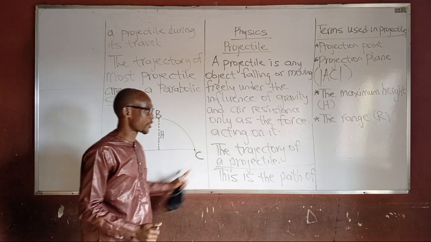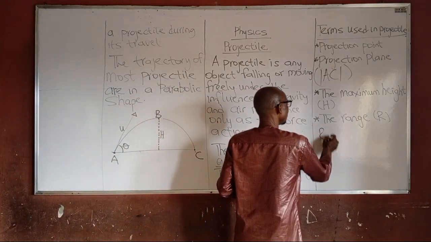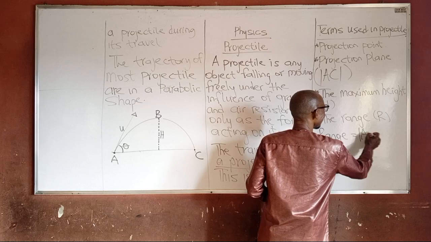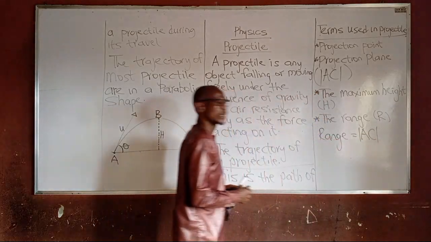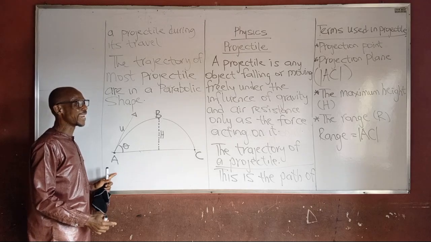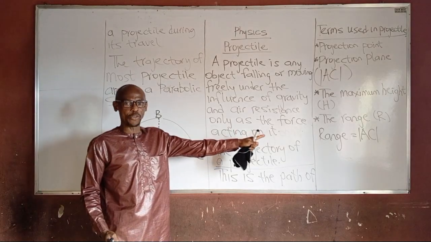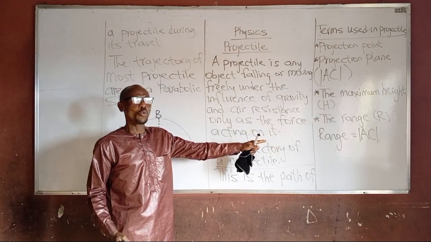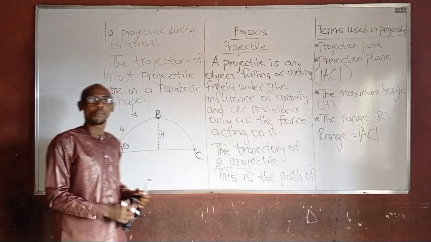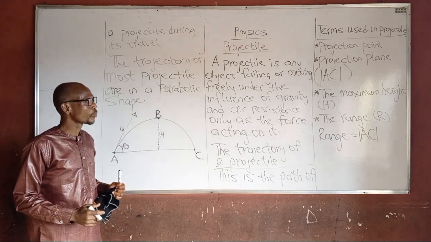So we can say that our range here can be given as what? Line AC. So the distance AC is given as the range of the projectile here now, which is the maximum horizontal distance traveled by the projectile.